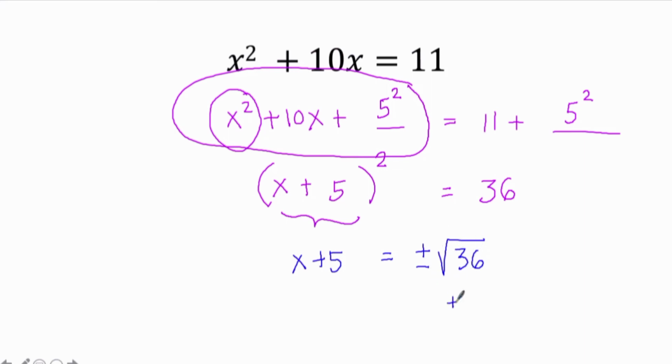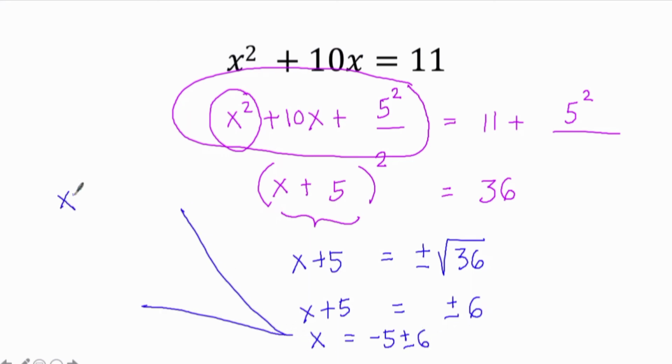That is plus or minus 6, because the square root of 36 is 6. Copy the equality sign, copy the x plus 5. And then finally, for our final answer, we have x equals, subtract 5 from both sides, we'll have negative 5 plus or minus 6. And this means x equals negative 5 plus 6, which is 1, or x equals negative 5 minus 6, which is negative 11.